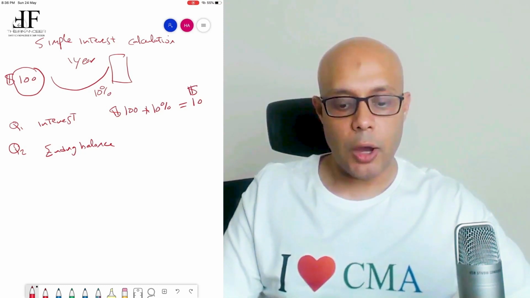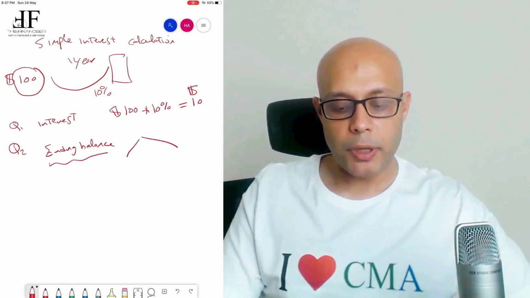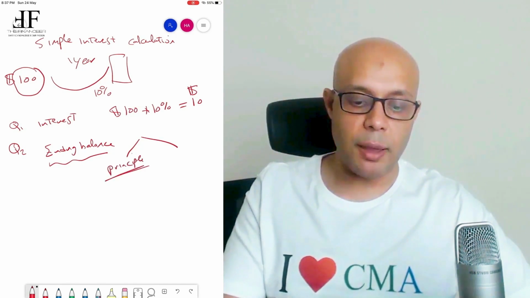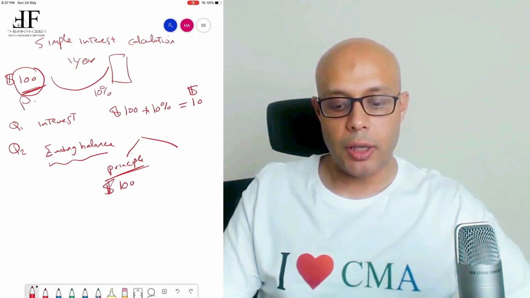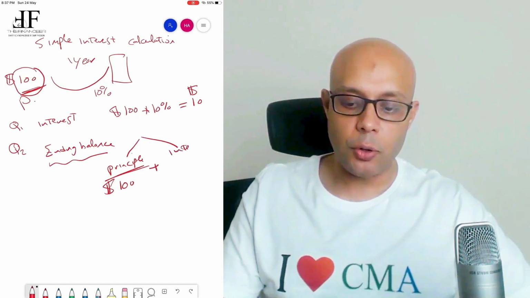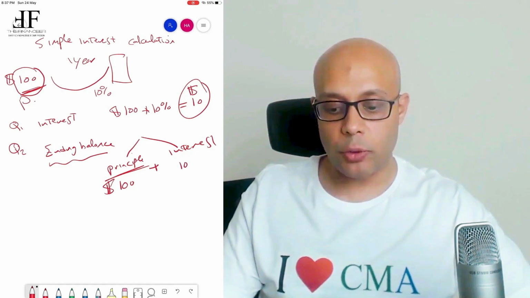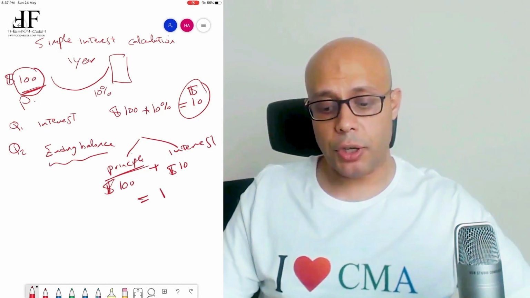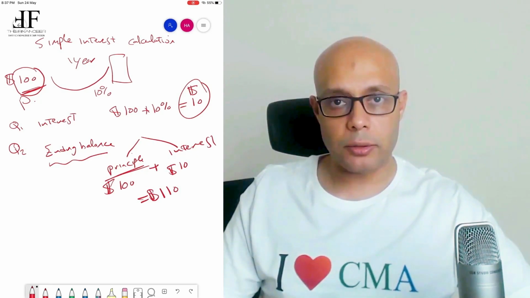For the second question, how much is the ending balance? The ending balance will be two things. Number one, the principal, the amount that we deposited in the bank at the beginning. So this amount initially deposited is called the principal. How much is it? It is $100. In addition to the interest that we earned on our investment, which is the $10 that we have just calculated. So the ending balance in our account at the end of the first year will be $110. This will be the ending balance of our account after the end of the first year.